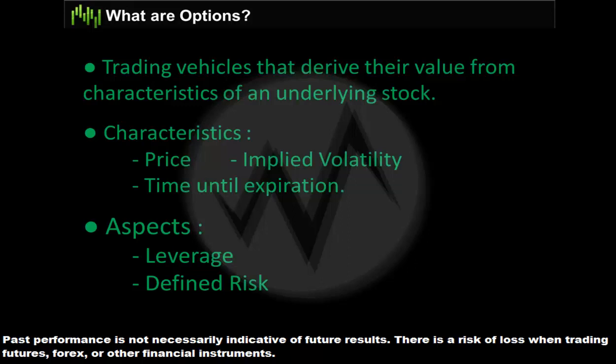Okay, the next thing we're going to be saying is, what are options? Basically, they can be thought of as trading vehicles that derive their value from the characteristics of an underlying stock. They actually don't have value that is derived from anything inherent in themselves. Everything is linked to the underlying stock. The characteristics are price, implied volatility, and time until expiration. Those are some major factors in the different pricing models of options.